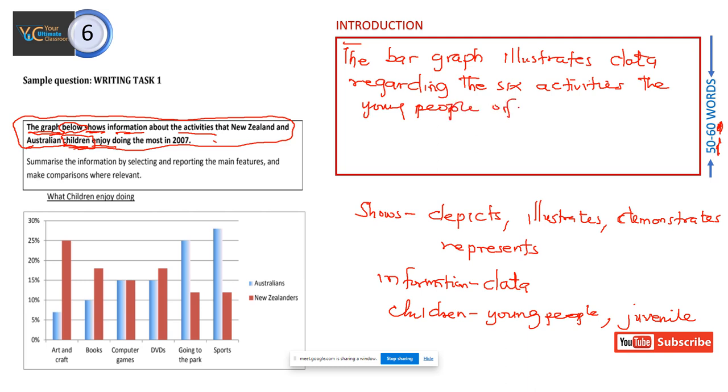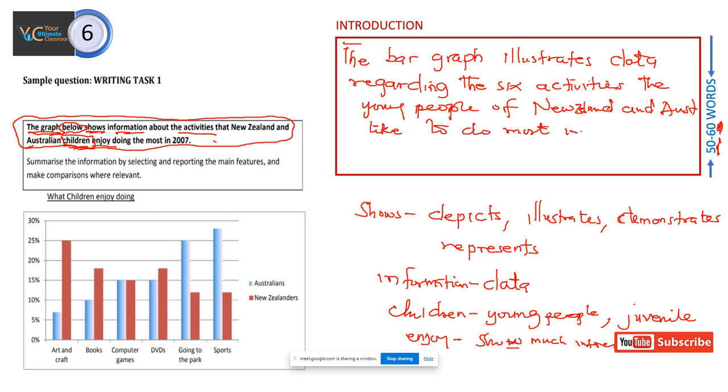So let me write first. Young people of Australia or New Zealand. And Australia, so I'll keep them short. Now, enjoy. What other word can I put in place of enjoy? You can say show much interest in, like, or expressed much interest in. So whichever way, the young people of Australia should... So this activity, the young people of New Zealand should like to do most in 2007.